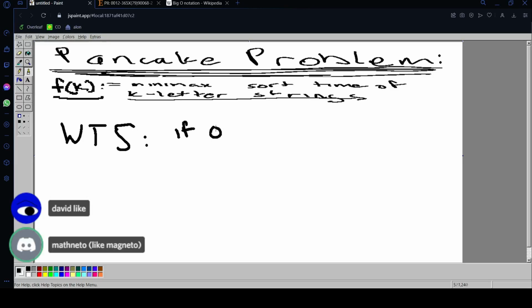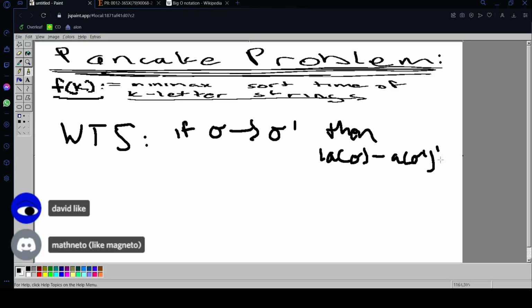So yeah, if we have our sigma and we then use the reversal to get sigma prime, then adjacencies of sigma minus the adjacencies of sigma prime. Is adjacency 0 the worst case scenario? Oh yeah, you definitely assume that, though we don't know for sure.